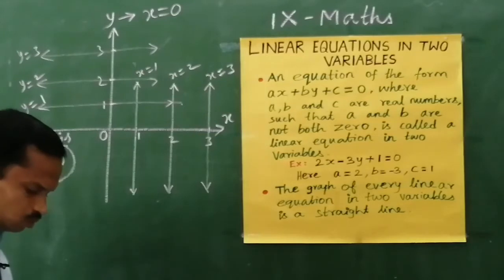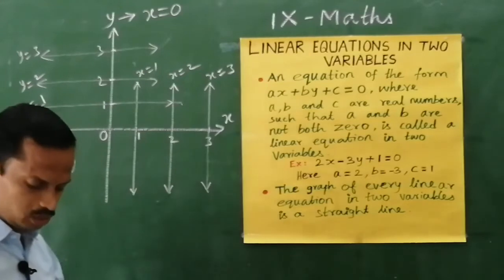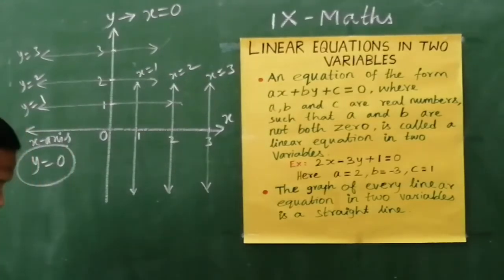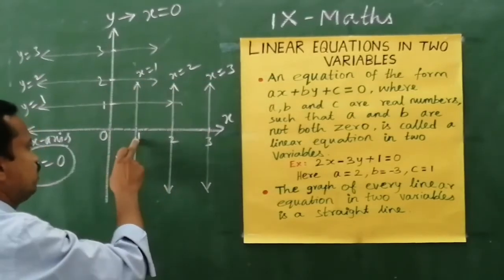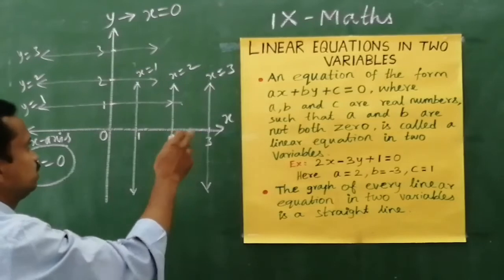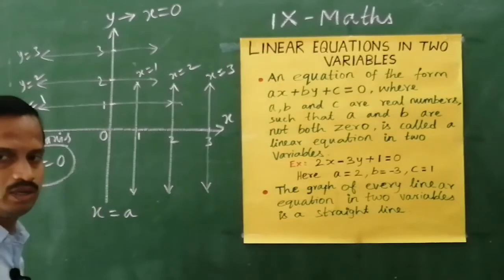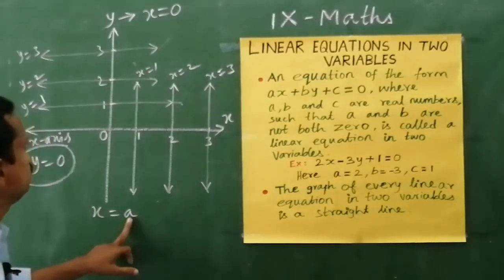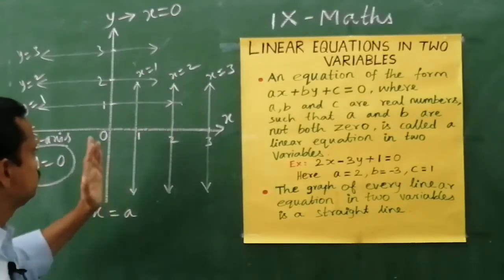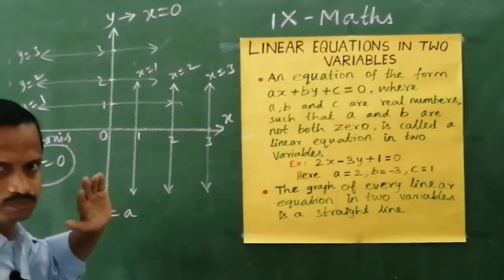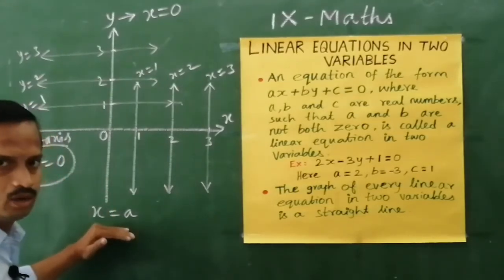And then what about point number 5? The graph of x equals a is a straight line parallel to the y axis. For example, this 1, 2, 3 are particular values of x, but in general if you say x equals a, it means any constant you can put. If x equals a, then if you have 1, then x equals 1, if I have 2, then x equals 2, which are parallel to the y axis. Generally we can say x equals a is the equation of a line parallel to the y axis.